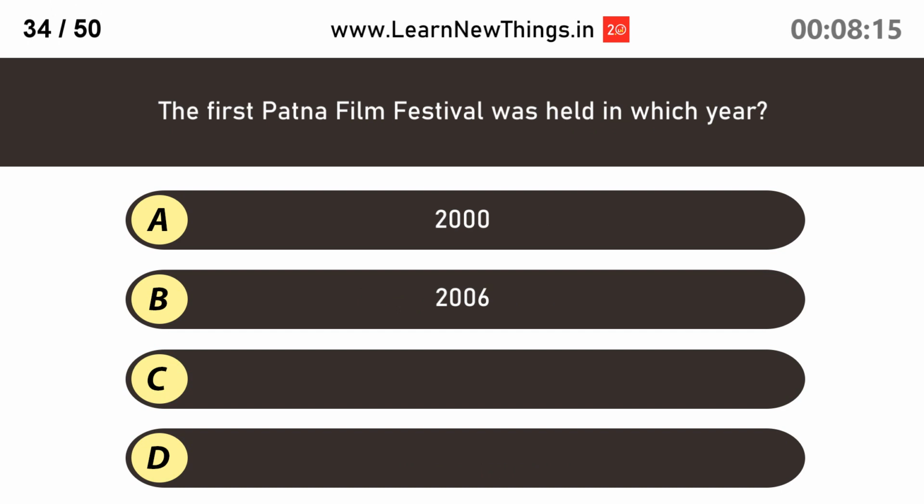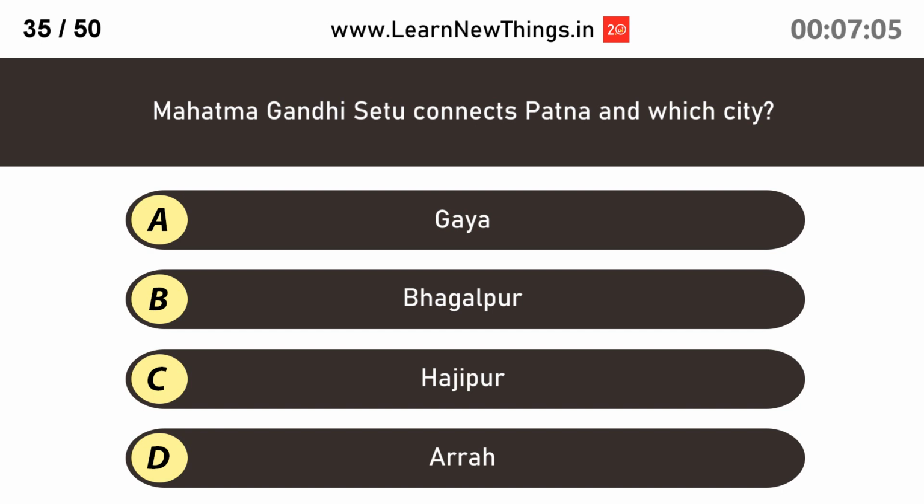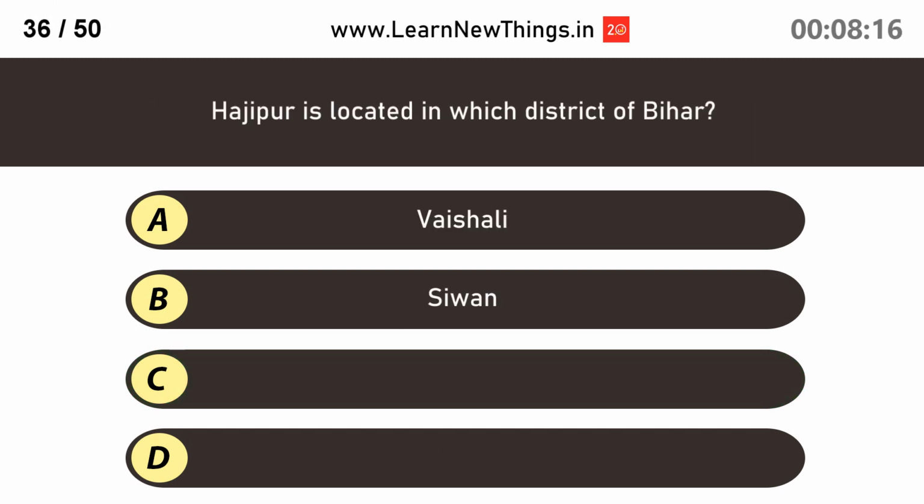The first Patna Film Festival was held in which year? 2006. Mahatma Gandhi Setu connects Patna and which city? Hajipur. Hajipur is located in which district of Bihar? Vaishali.